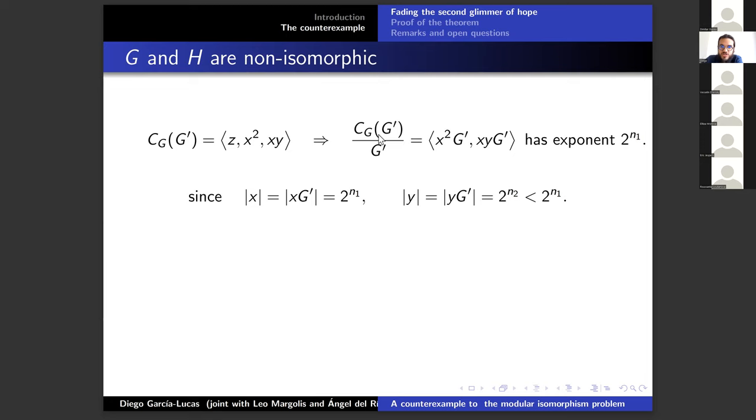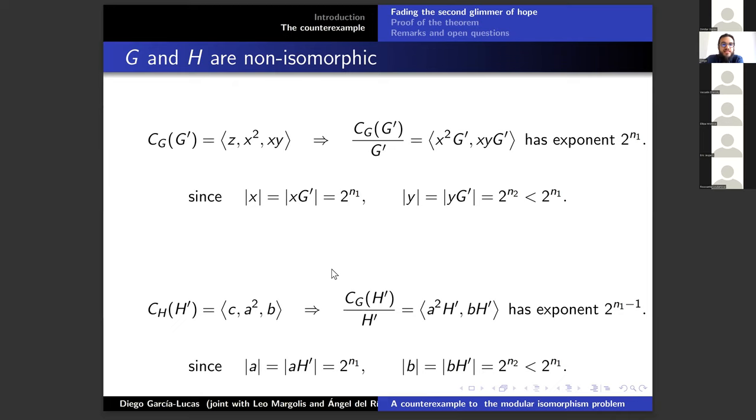On the other hand, for H, the centralizer of the derived subgroup of H is of this form. Then, using the same argument, we have that the quotient modulo the derived subgroup is of this form. But here, a has order 2 to the n1, hence a squared has order 2 to the n1 minus 1, and b has order 2 to the n2, which is strictly smaller than 2 to the n1. Hence, the exponent of this group is 2 to the n1 minus 1. Since these groups are obviously characteristic subgroups, the groups G and H cannot be isomorphic.